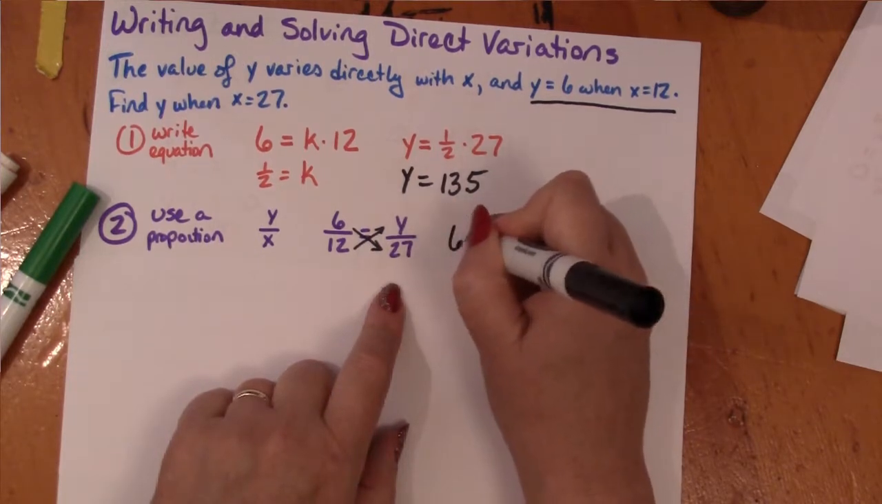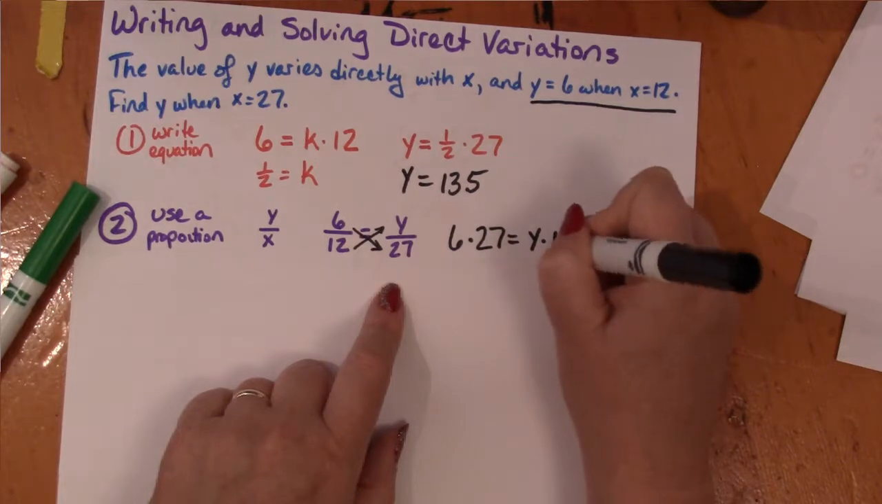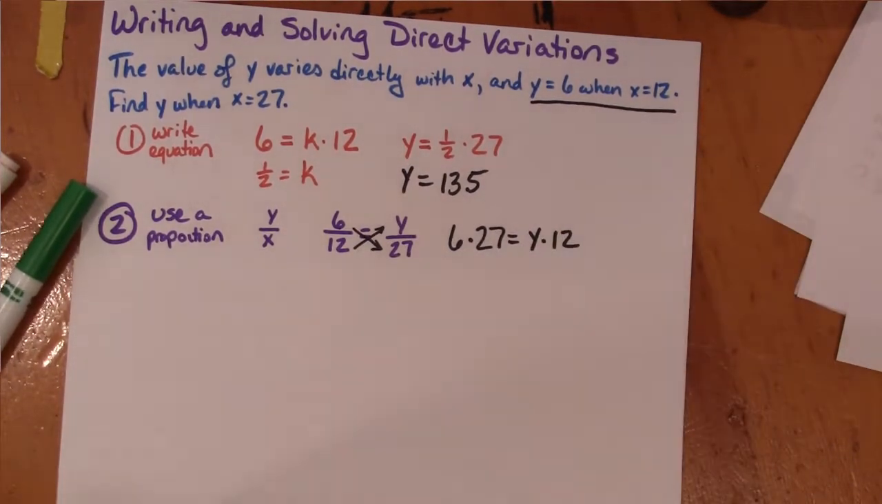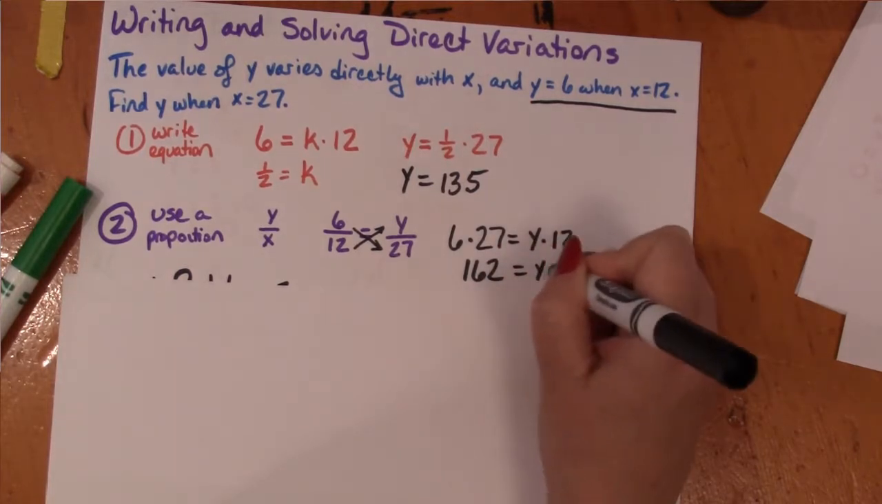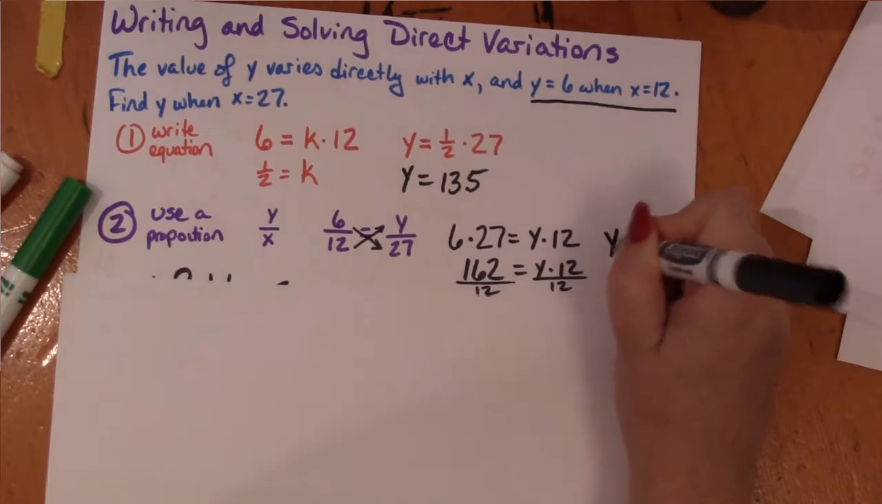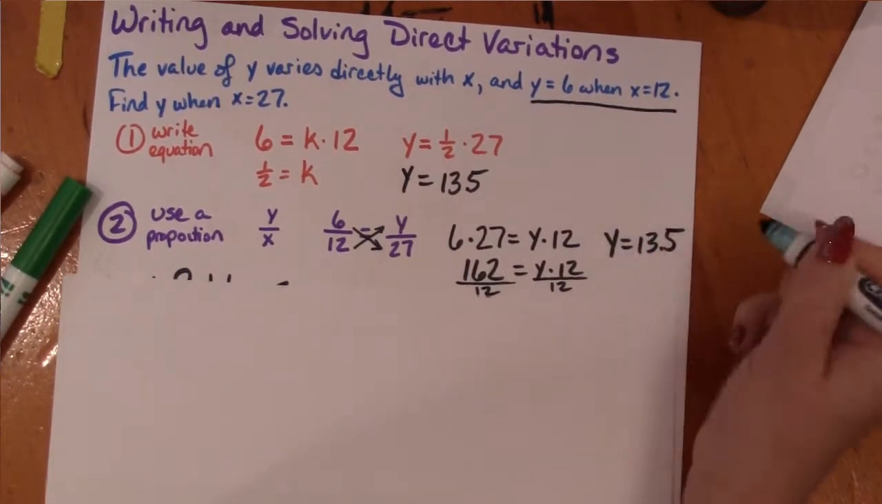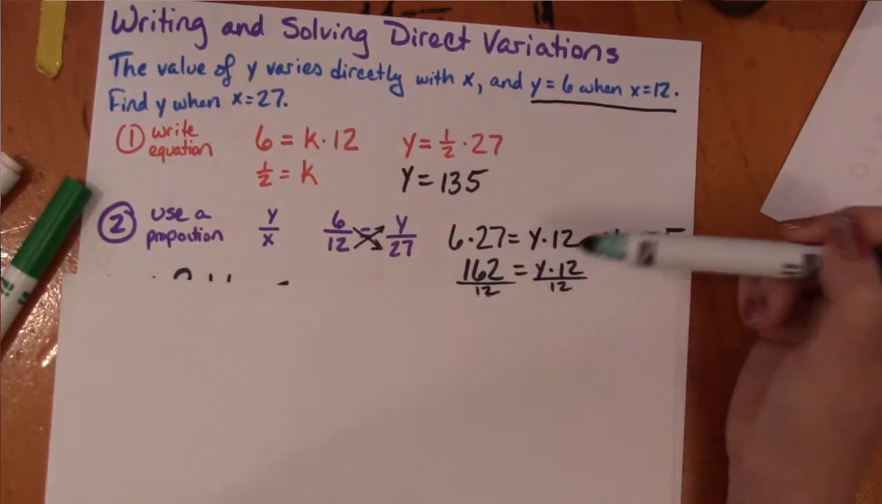So we know that 6 times 27 equals y times 12. And 6 times 27 is 162, equals y times 12. And we divide by 12, and y equals 13.5. So you can solve these whichever way you're more comfortable.